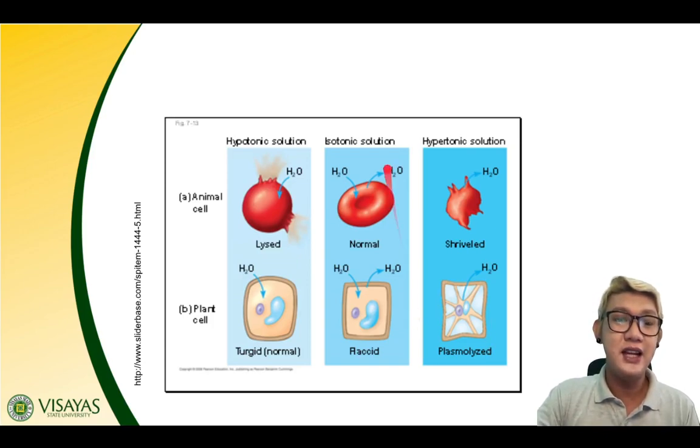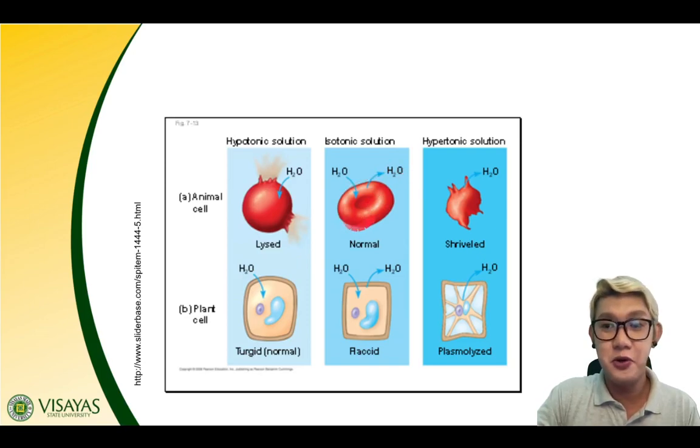So if the cell is in isotonic solution, meaning solute concentration is equal inside and outside the cell, animal cells are in normal state. However, plant cells are in flaccid state.